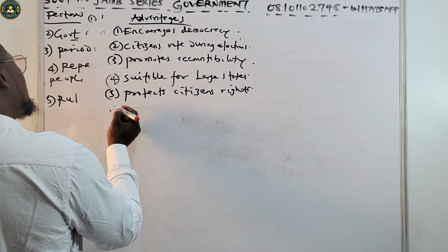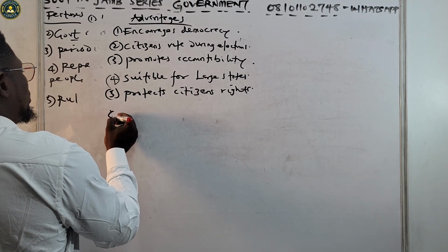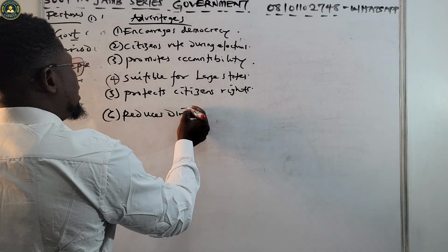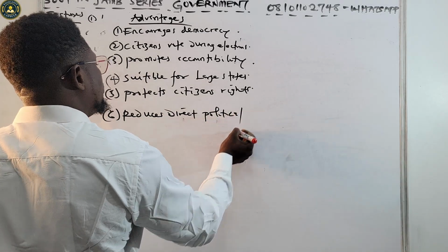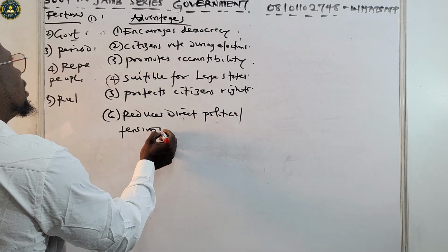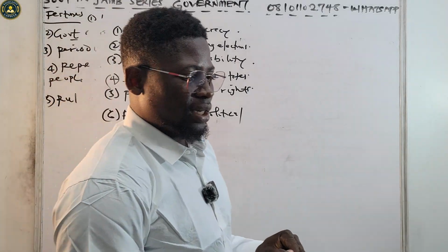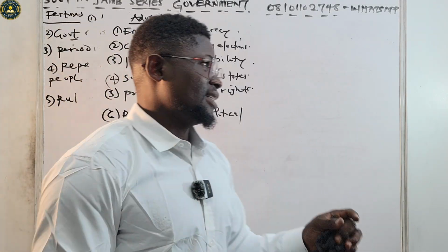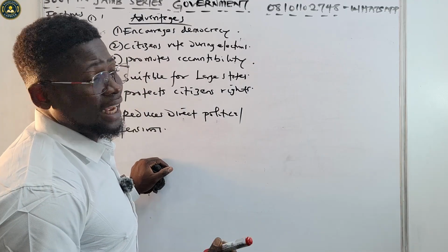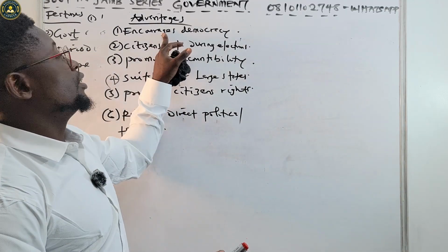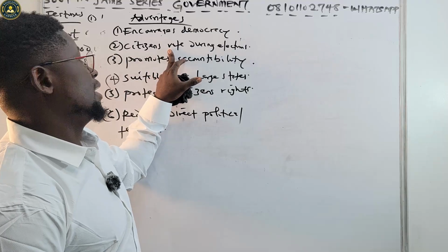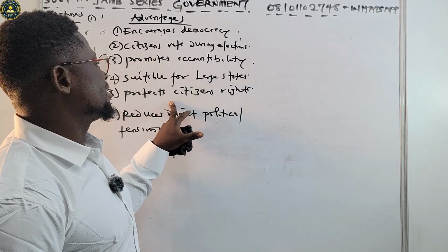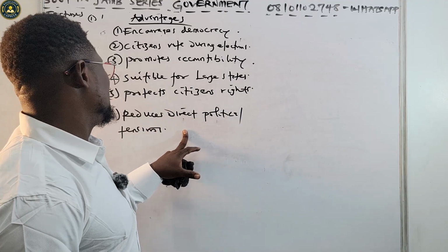It also reduces direct political tensions among the citizens. These are advantages that we get from representative government: it encourages democracy, citizens vote during elections, it promotes accountability, it is suitable for large states, it protects citizens' rights, and it reduces direct political tension.